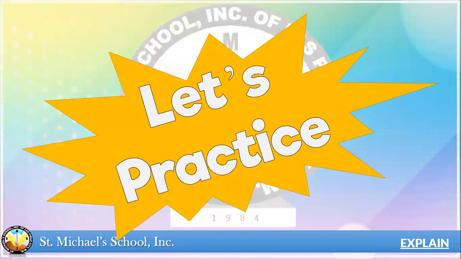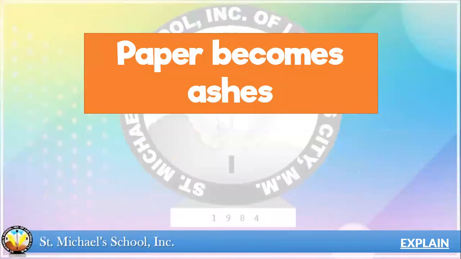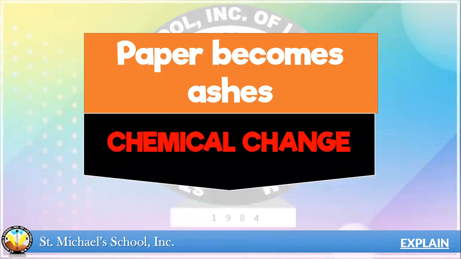So let's have a practice. We're just going to identify if it is a physical or chemical change. First, paper becomes ashes. Okay, chemical change. Why chemical change? Because there is burning involved. The paper formed into a new substance, which is ash.